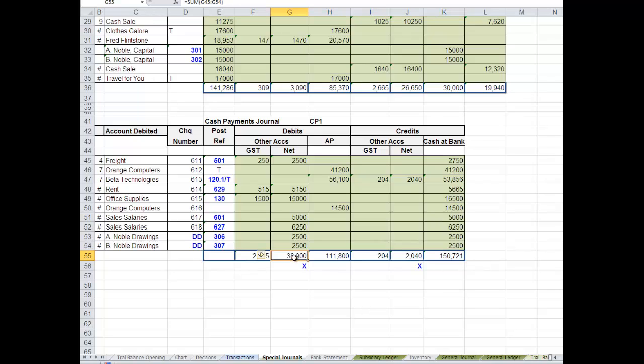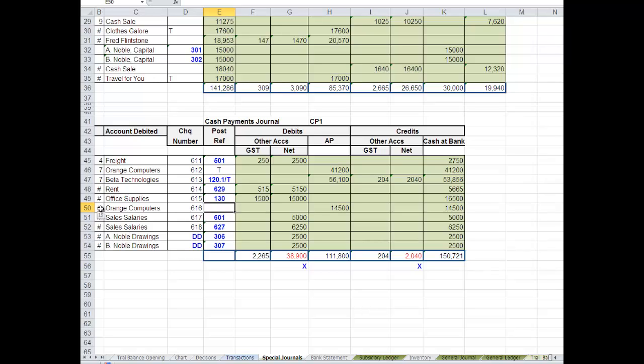Now this one we can delete, but I won't delete it so you can see the colours, I'll just change the colour of it, because we don't post these ones as there's no account to post them to, and we have in fact already posted them. But we can see here, oh, Orange Computers, did I not post that?